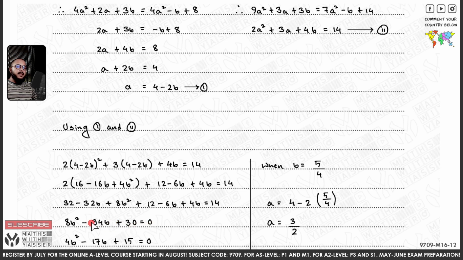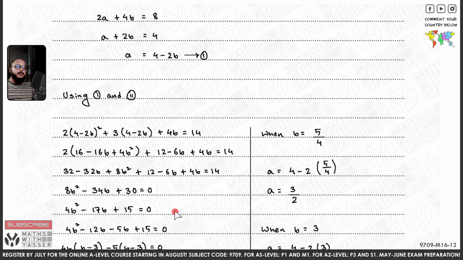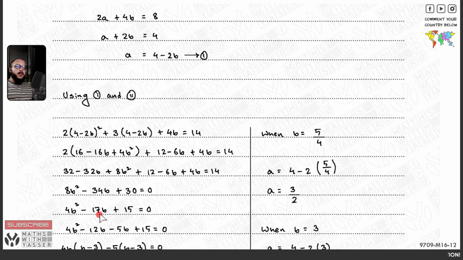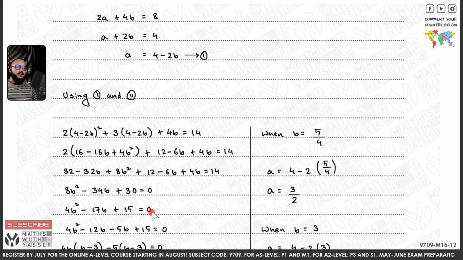Now we can simplify this further by dividing both sides of the equation by 2. You can only simplify by dividing by 2 if you have something like equals 0. Then only you can divide both sides. So 4b square minus 17b plus 15 equals 0.